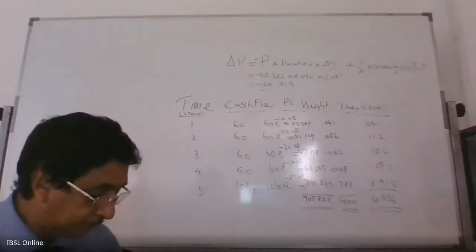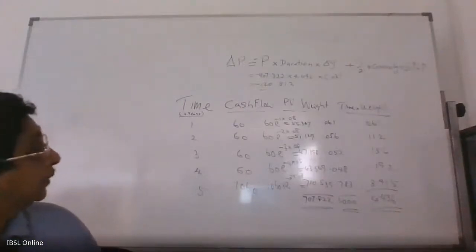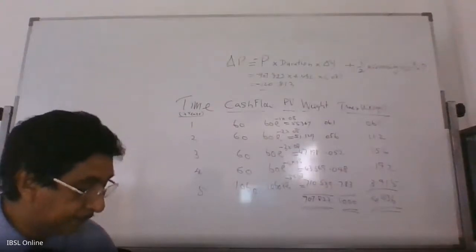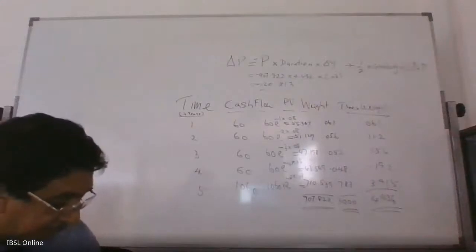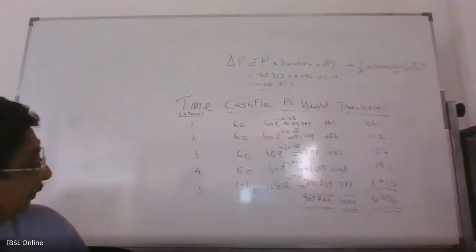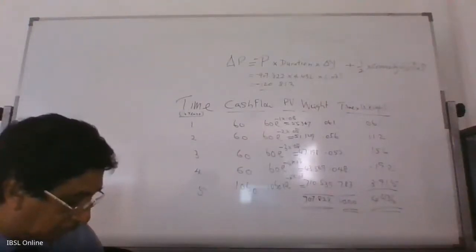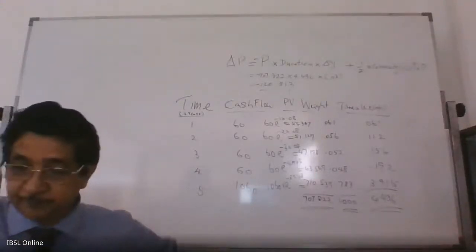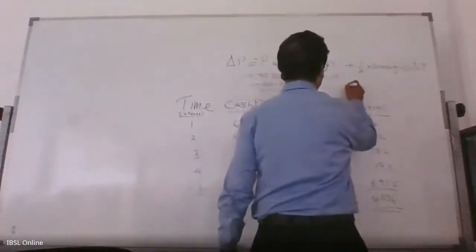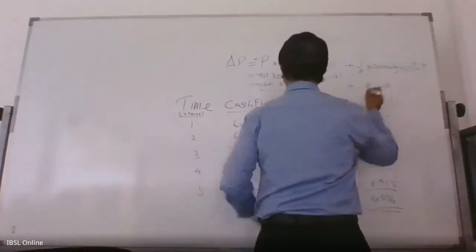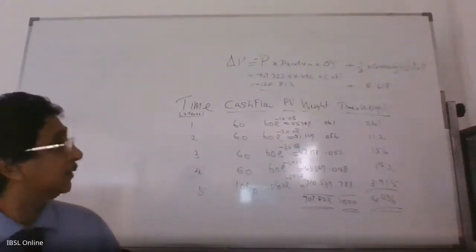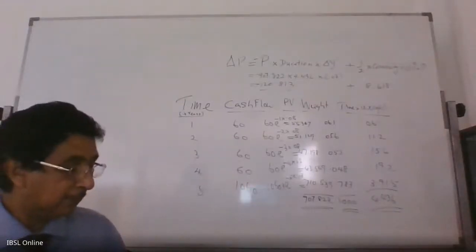So half, 0.5, into convexity 21.096, into delta Y squared, that is 0.03 squared, into the price of the bond, that is 907.822. Yeah, you get 8.618, that is plus. Then the price change would be 120.813 minus 8.618, which is 112.195.